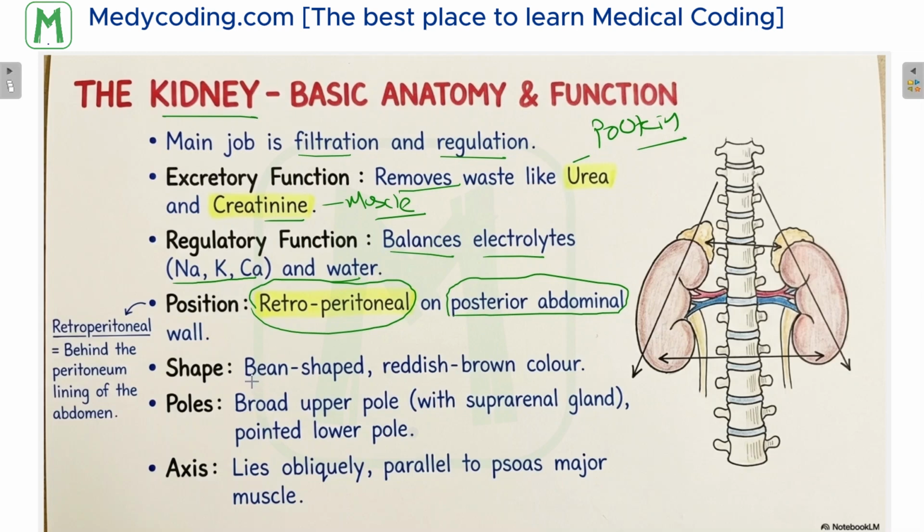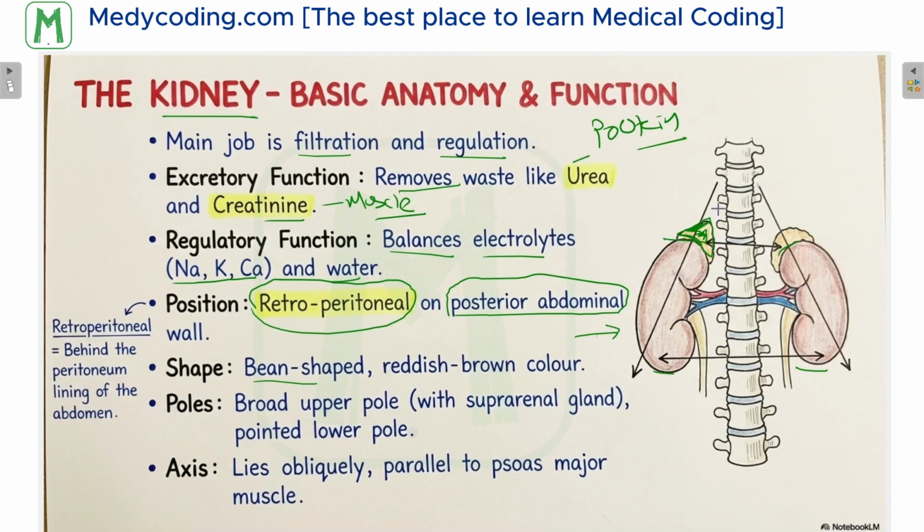What is the shape of the kidney? The kidney is bean shaped, as you can see. The upper portion is known as the pole. The upper pole is broad. The gland you can see here is known as the suprarenal gland, also known as the adrenal gland, and the lower pole is pointed. So this is the position of the kidney.